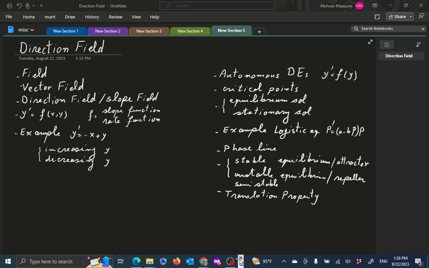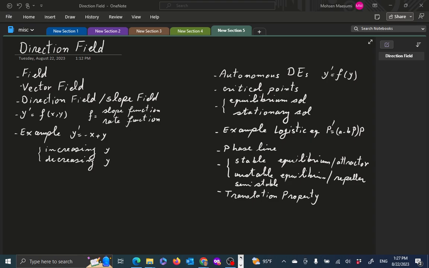y prime is equal to minus x plus y. We are going to analyze this with the concept of a direction field, especially paying attention to if we can tell if the function is increasing or decreasing.